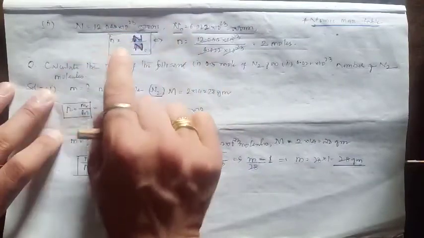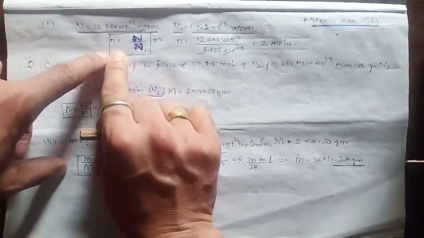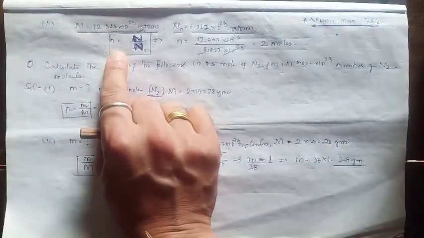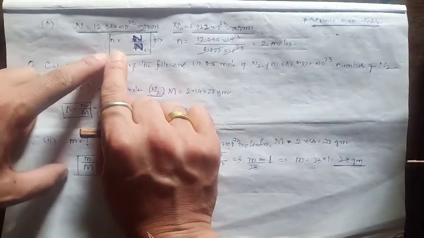Now I'll be using the second formula. This time we are using this formula. Why? Because the number of particles is given. No mass is given, so we are not going with the first formula. We'll be using the second formula.